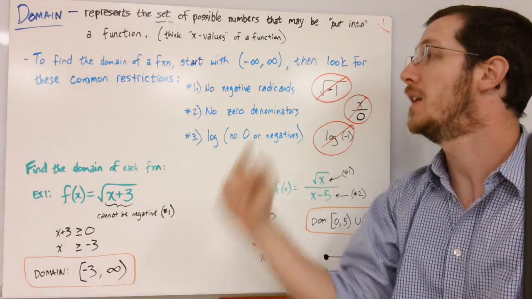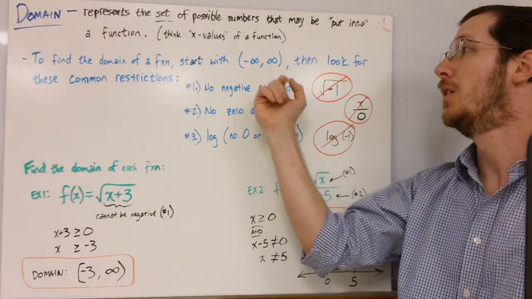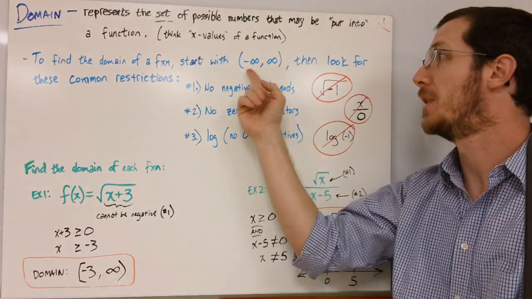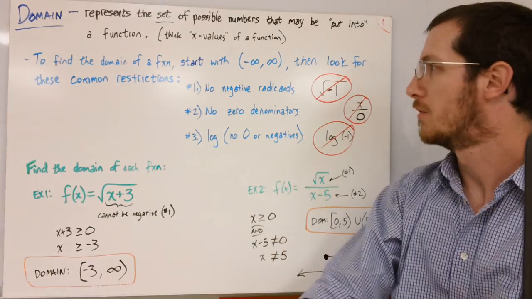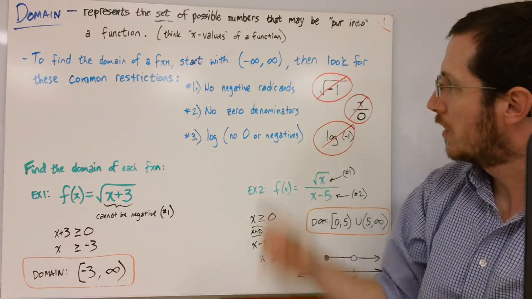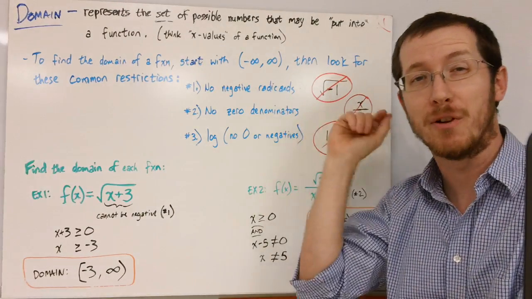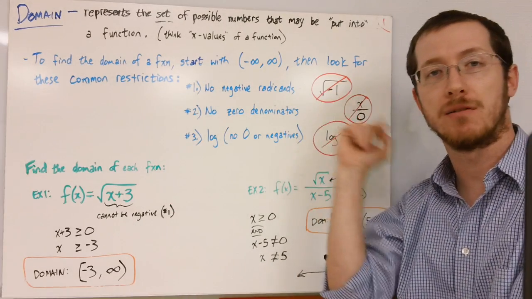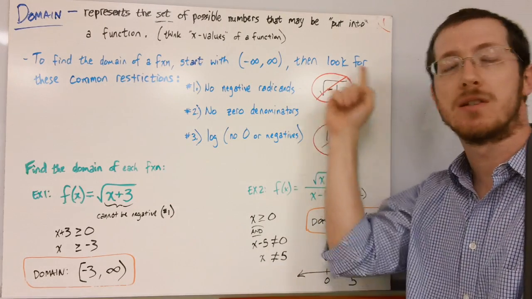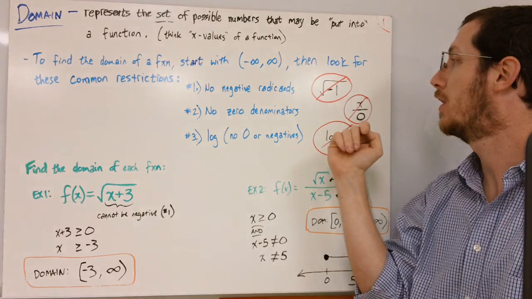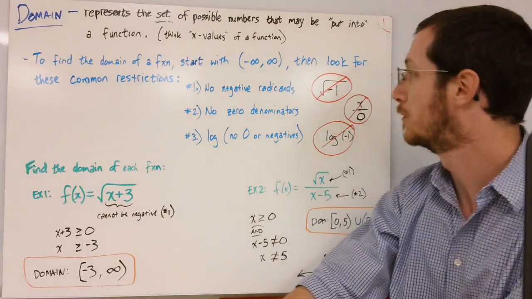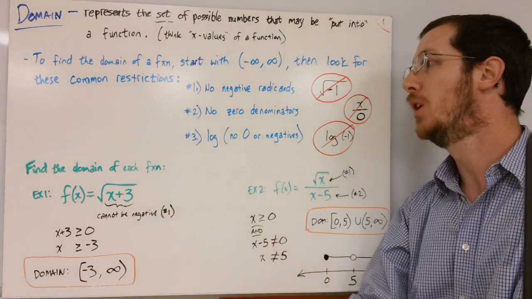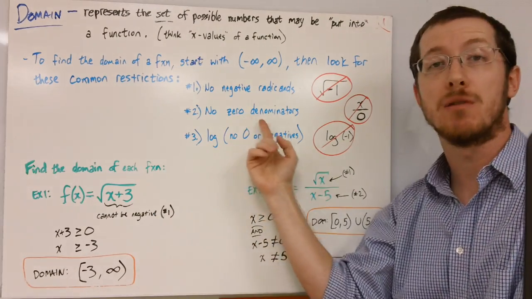To find the domain of a function, start with the set of all real numbers from negative infinity to positive infinity. And then we're going to look for these common restrictions. So number one, no negative radicands. Anytime we see a radical sign, we want to take what's underneath it, and what's underneath it cannot be a negative number. Number two, we can't have any zero denominators.